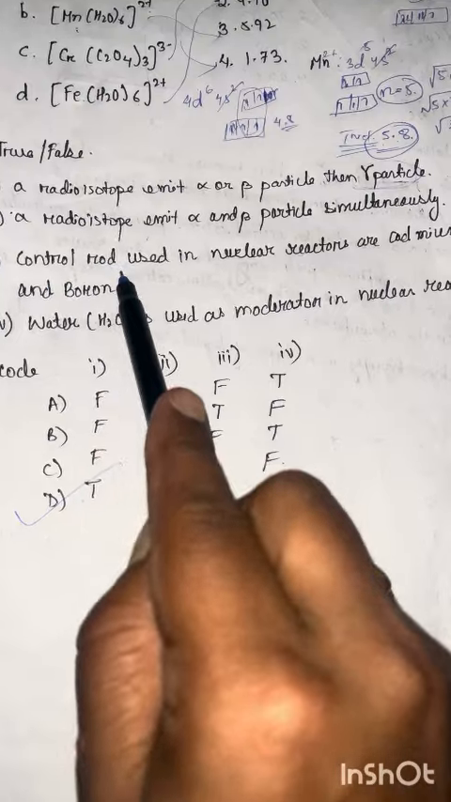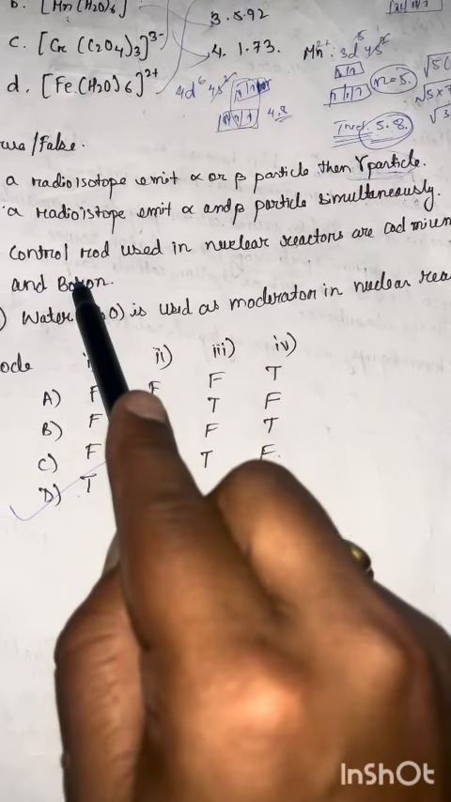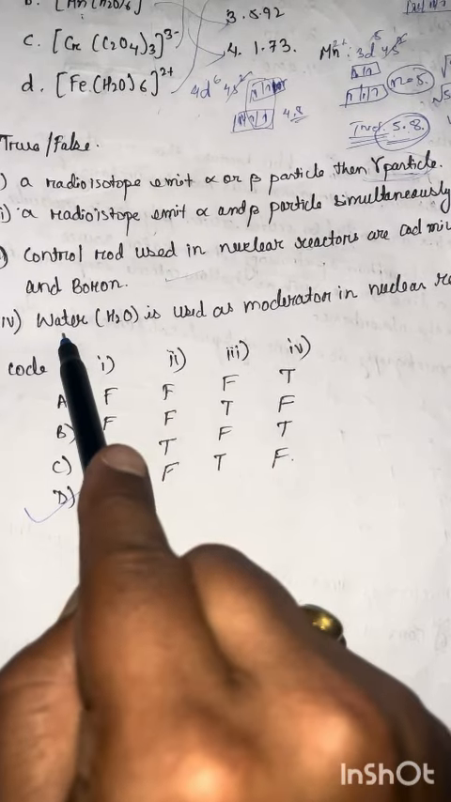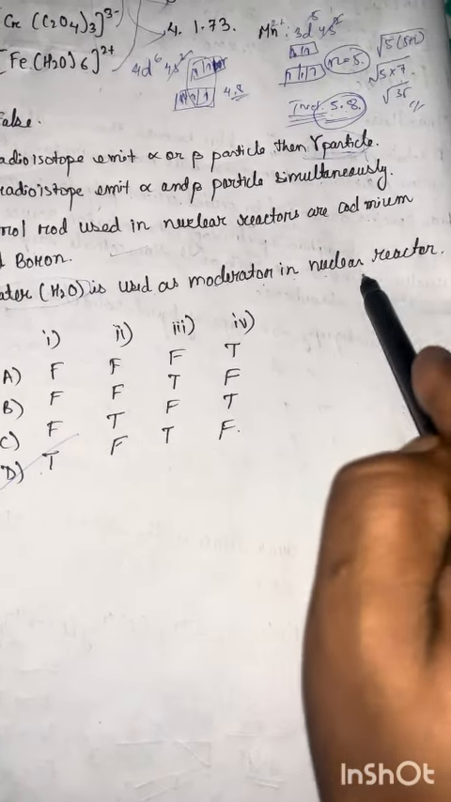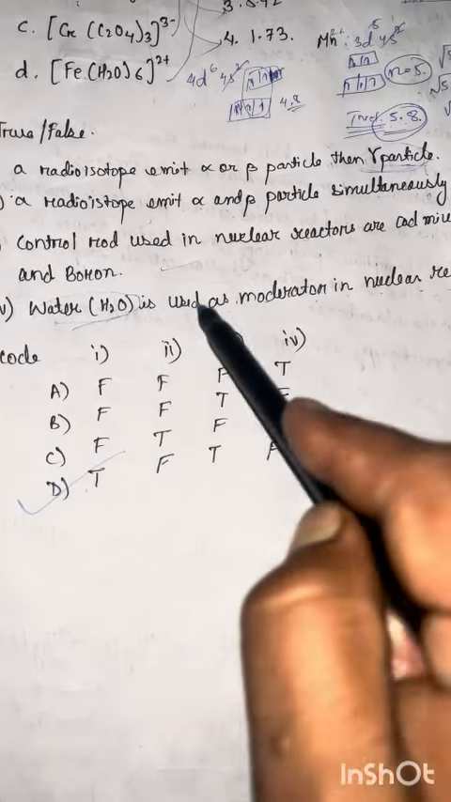Okay. Then control rods are made of cadmium and boron. This is true. And water is used as a moderator in a nuclear reactor. This is false.